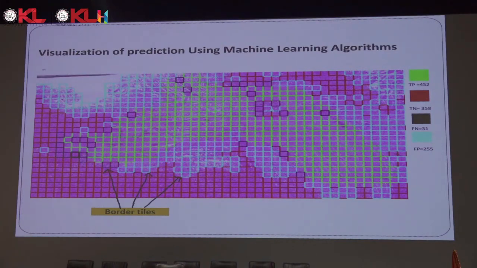This is a visualization of prediction using machine learning algorithms. This is a necrotic area, these are the true positives, and true negatives are the benign area. So there are false positives and false negatives. One issue that we observed is that it doesn't perform well on the border tiles, which are partially necrotic and partially non-necrotic. There are not enough features for it to perform well. We found that all our false positives and false negatives were happening more on the border tiles. This is the issue we try to address in the subsequent work.